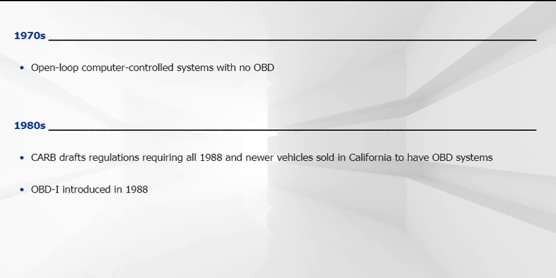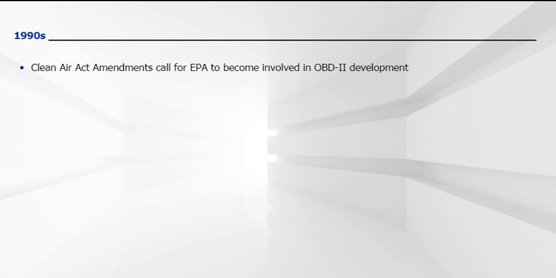As a result, the California Air Resources Board developed new standards for onboard diagnostics in 1989, which eventually resulted in OBD2. In 1989, CARB continued its work by laying the groundwork for OBD2, that's Onboard Diagnostics Generation 2. The Clean Air Act amendments of 1990 directed the Environmental Protection Agency, or EPA, to become involved in OBD2 development. EPA adopted the OBD2 standards established by CARB for model years 1994 through 1997.